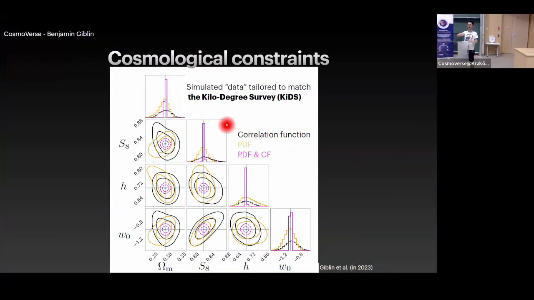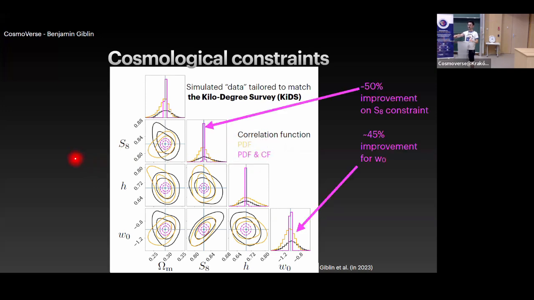So in black, we have the constraint from the 2-point shear correlation function. In yellow is this PDF, which is actually the combination of PDFs measured with these different levels of smoothing. And in pink, we have the combination of the two things. And what we see is a 50% improvement on S8 and a 45% improvement on w0 compared to the standard approach, which is this correlation function.